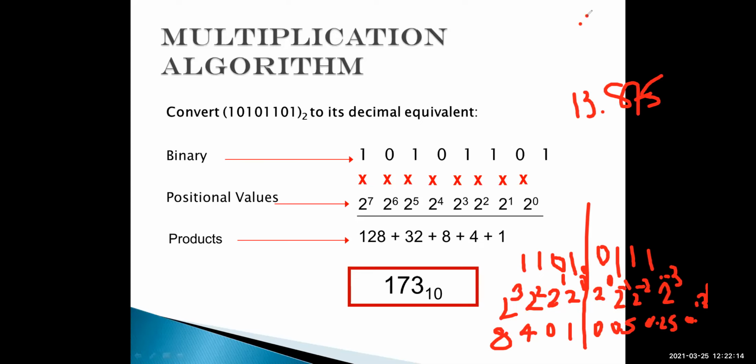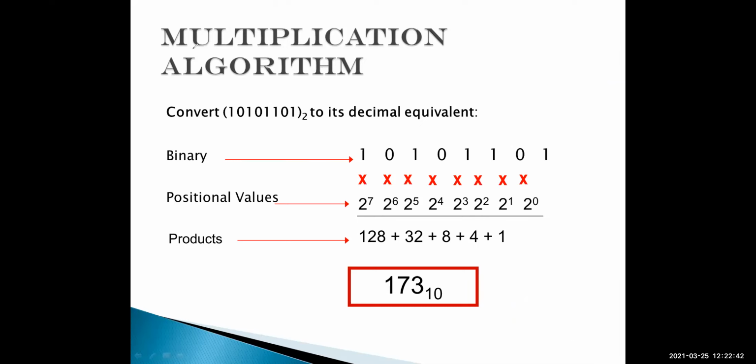The first answer is 0.5, the second is something with 25, and the third is something with 125. Make sure the digits come out correctly. So in total, 5 plus 2 is 7, and 7 plus 1, so 13.875. Now, is everyone clear? Yes, sir. Clear.